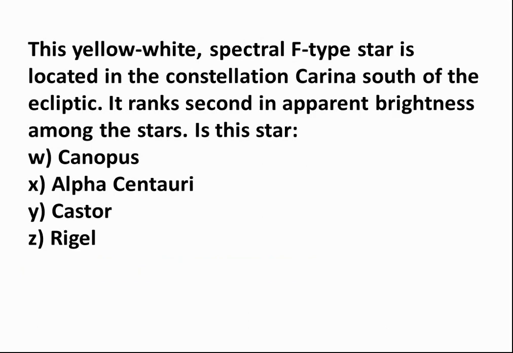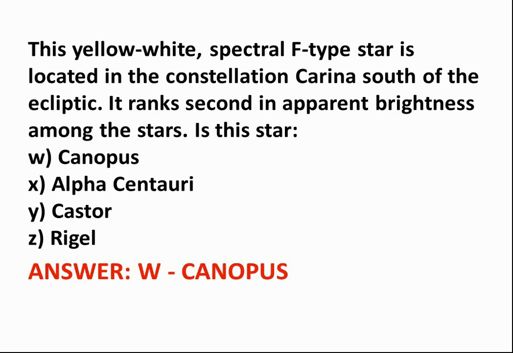This yellow-white, spectral F-type star is located in the constellation Carina south of the ecliptic. It ranks second in apparent brightness among the stars. Is this star? W. Canopus, X. Alpha Centauri, Y. Castor, Z. Rigel. Answer: W. Canopus.